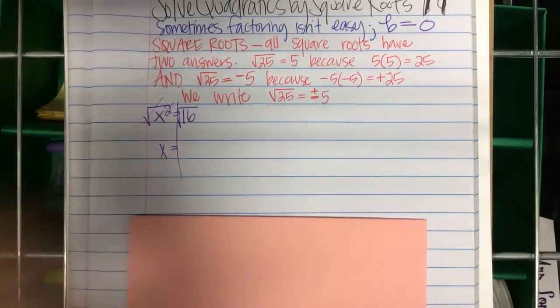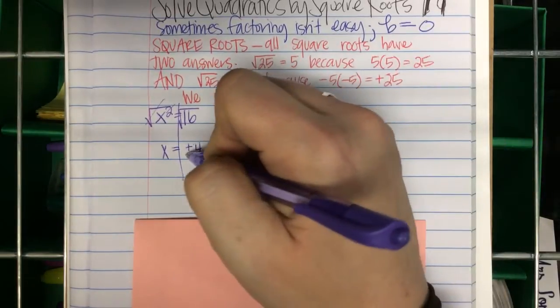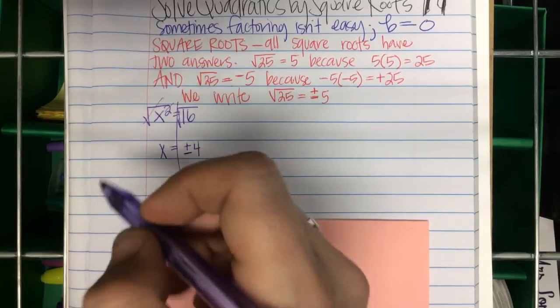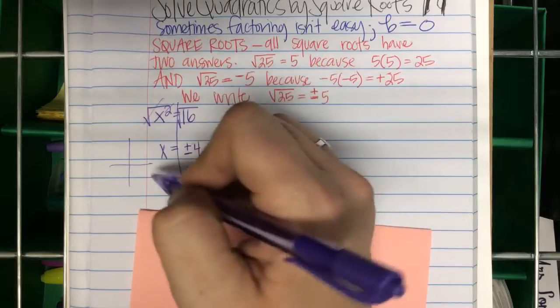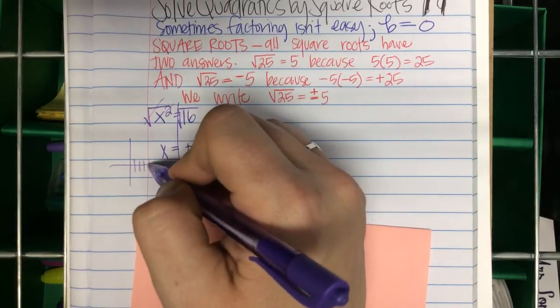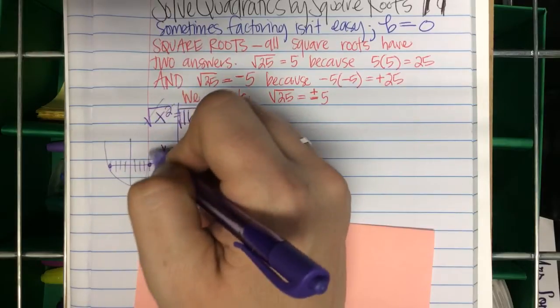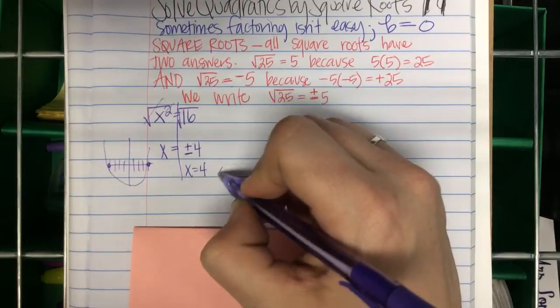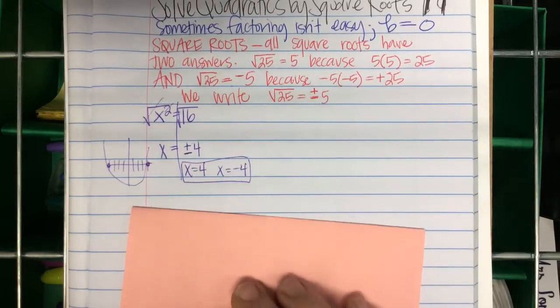Negative or positive 4. It could be positive 4, or it could be negative 4. There are two solutions. So this parabola, if I graphed it, would cross at 4 and at negative 4. There are two answers. So my x equals 4 and my x equals negative 4. Those are my two answers.